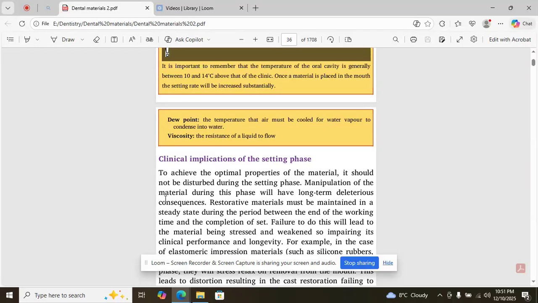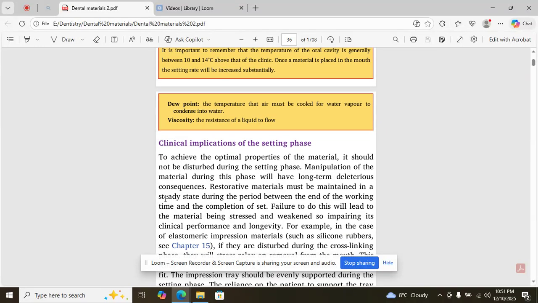Clinical implications of the setting phase. To achieve the optimal properties of the material, it should not be disturbed during the setting phase. Manipulation of the material during this phase will have long-term deleterious consequences.